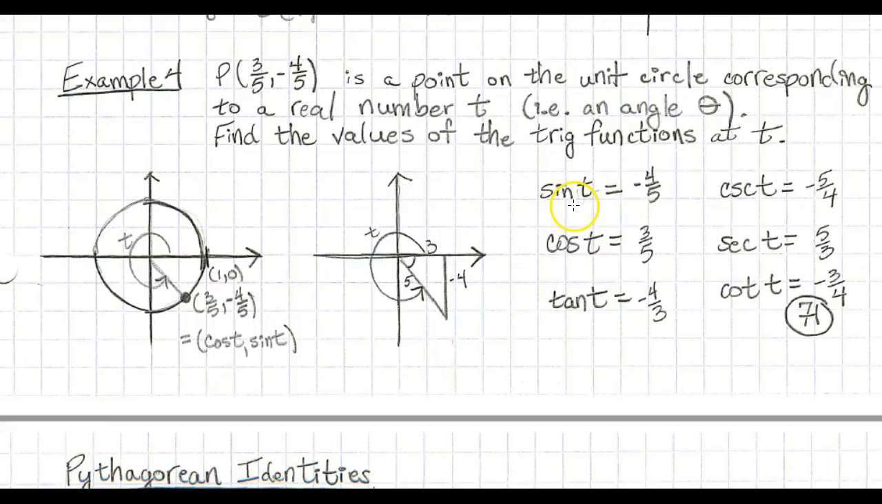And then I remember that sine of t has a relationship with cosecant t. In fact, cosecant t is 1 over sine t. So that would make cosecant t minus 5/4. Secant t is 1 over cosine t, so that would make secant t 5/3. And then tangent t, I have to go back to my reference triangle and realize that tangent is opposite over adjacent. So minus 4 over 3, or minus 4/3. And then cotangent of t is 1 over tangent of t, so that's minus 3/4.